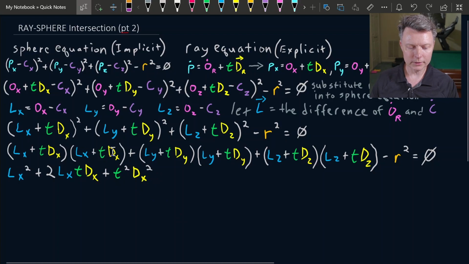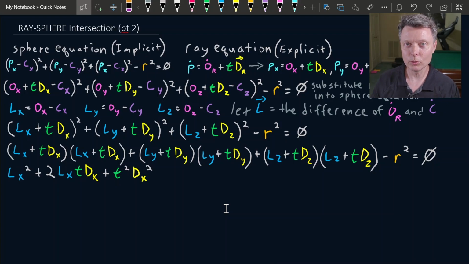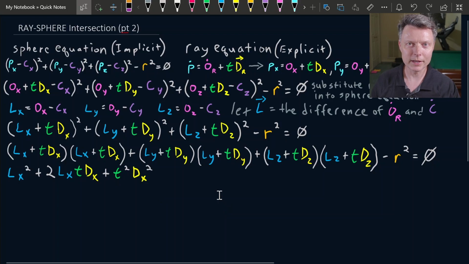Now, just like we did these, we have to distribute the y terms and all the z terms too. So let's do that now. But the good news is it's all the same. It's just tedious. There's a lot of repetition in this equation. So it's not that hard mathematically. It's just that there's a lot of terms.